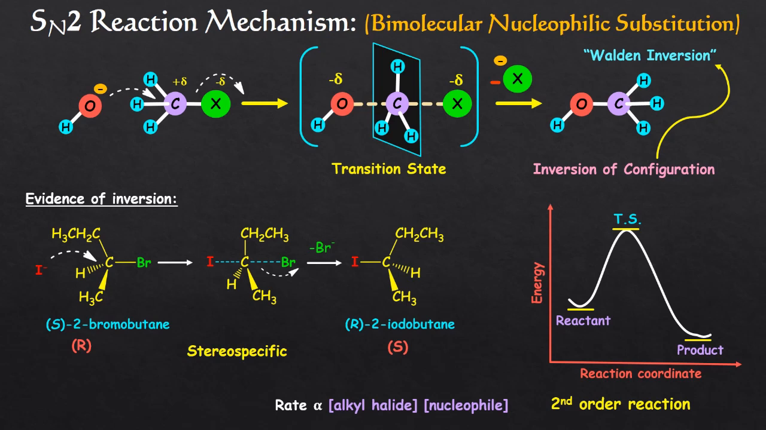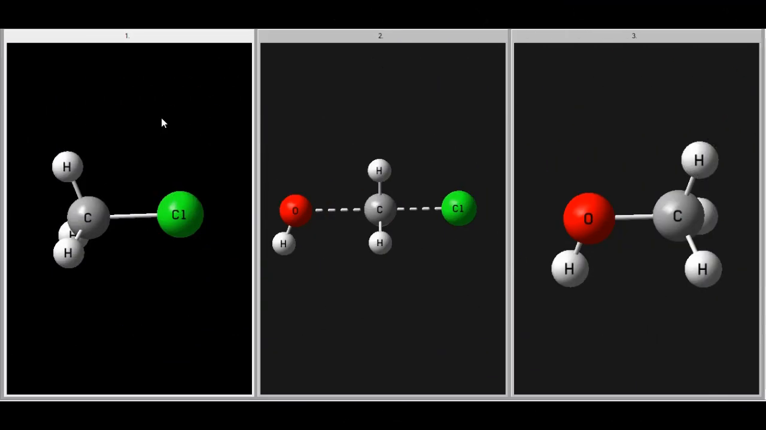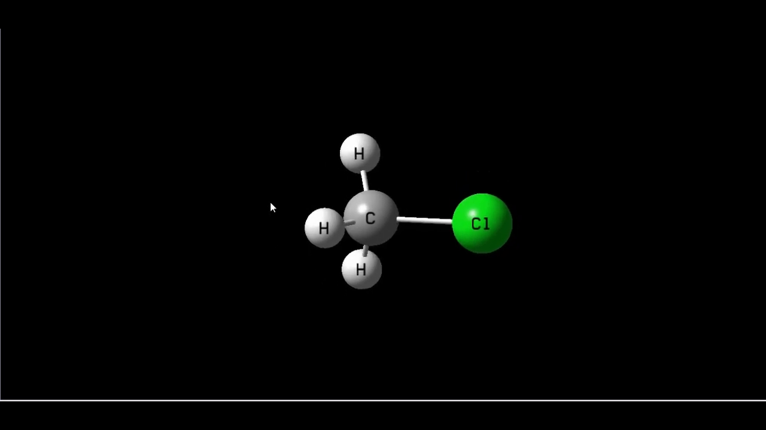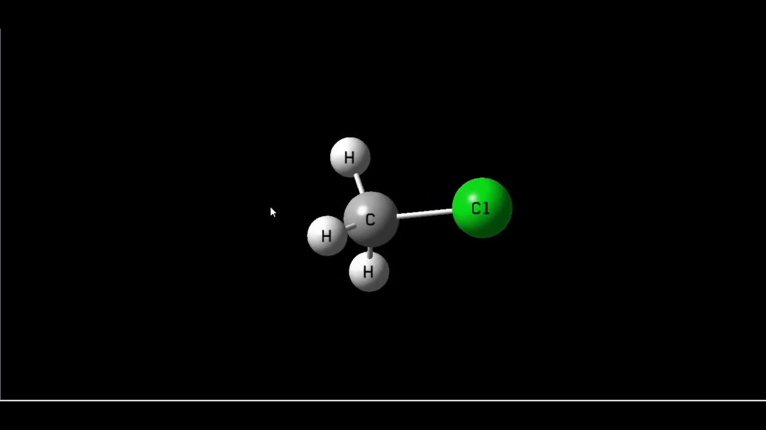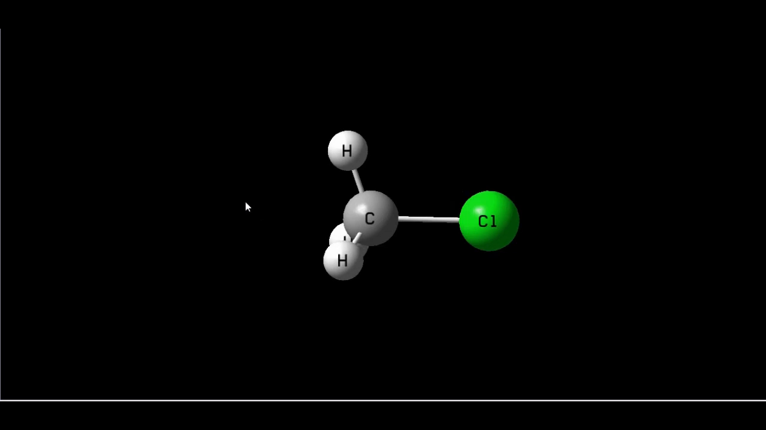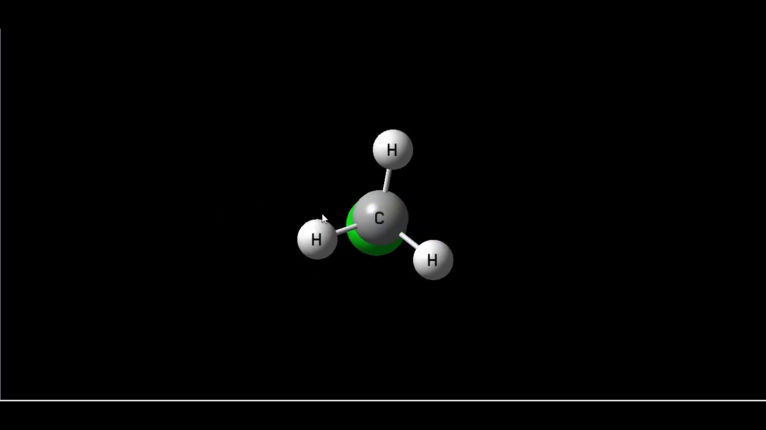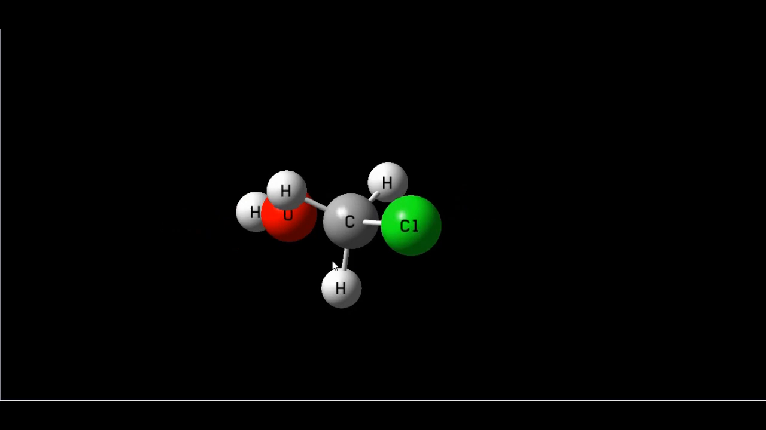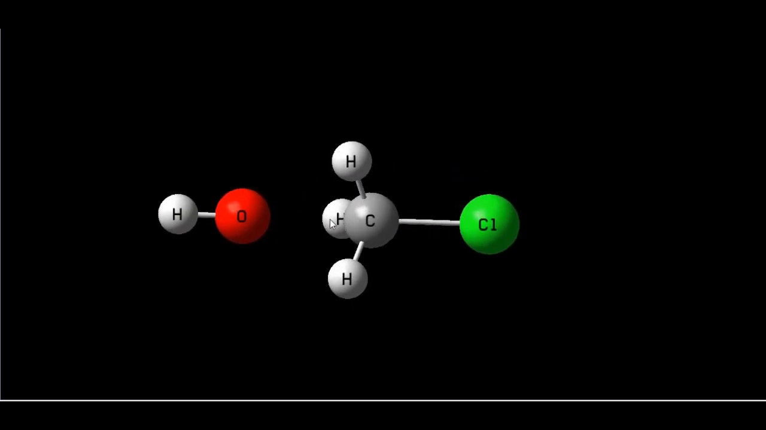This mechanism can be better understood by three-dimensional atomic model. So let's have a look. So this is our reactant having a tetrahedral shape. Now we need the nucleophile to start the attack from the opposite direction of the chlorine. Here I will take hydroxide ion as a nucleophile. So this is a hydroxide ion. Now it will get attracted towards delta positive carbon atom.